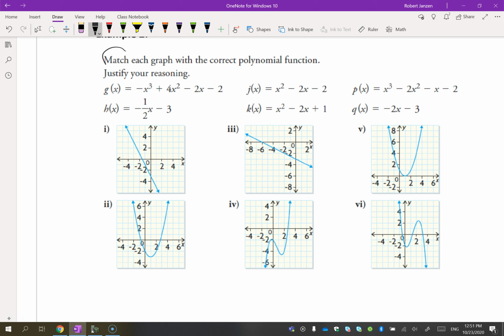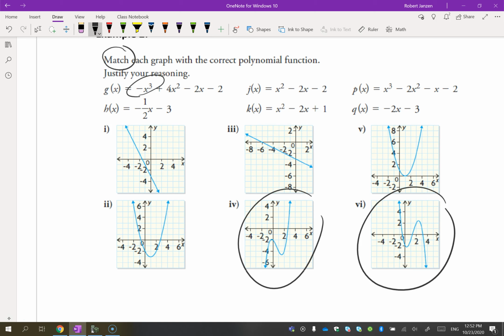So here we're supposed to match. So we're going to use the information from the equation to see if we can put it into the graph. Okay? So where do you start with this? Well, here we have an x cubed. Which of these graphs is an x cubed? Well, these two are. Which one of these is the correct graph? Well, you have a negative x cubed, so that tells you that it's going to be the last one.